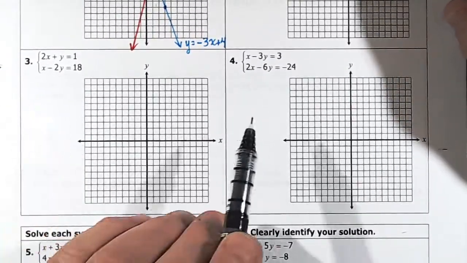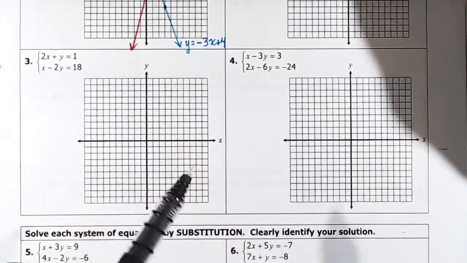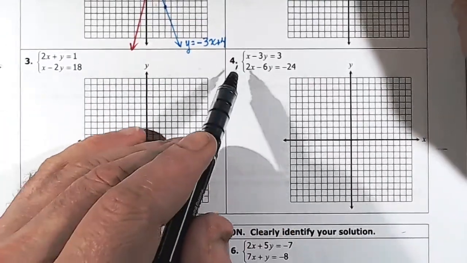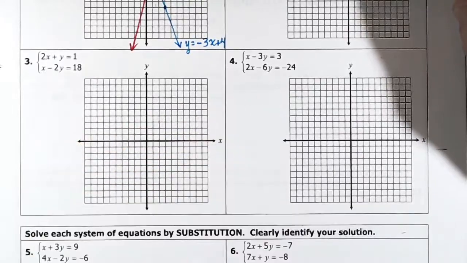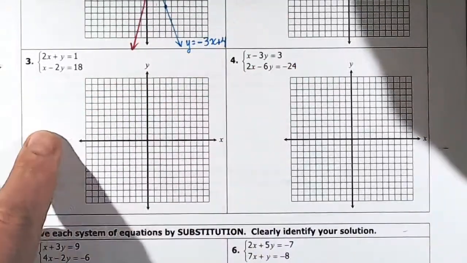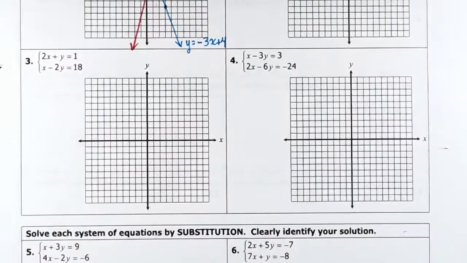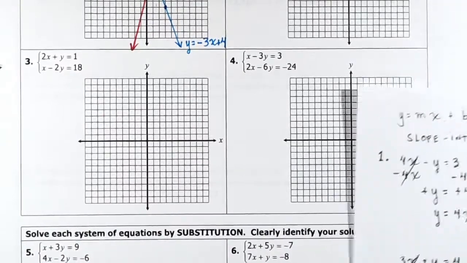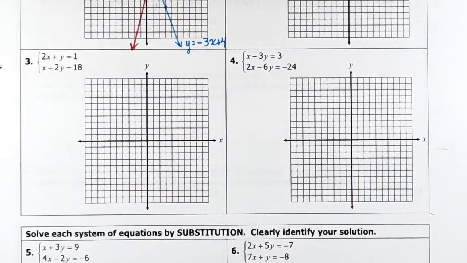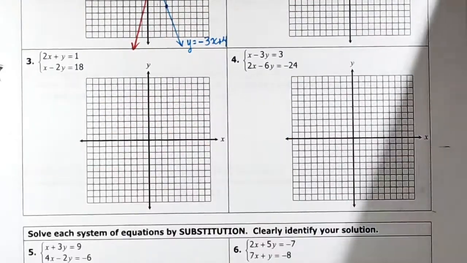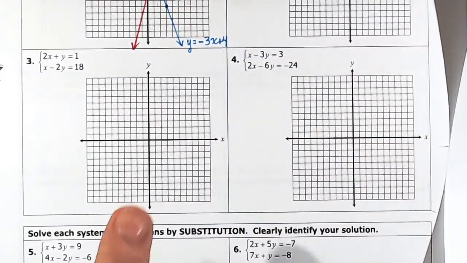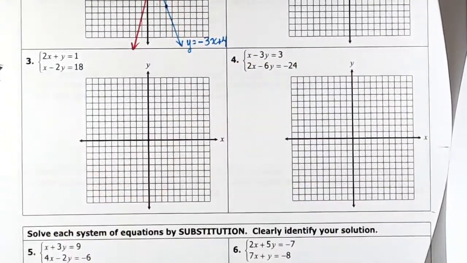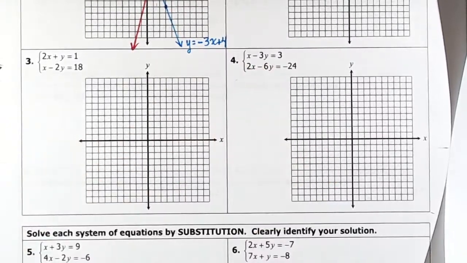I can see number 3 and 4 are very similar, so I'll just solve one more here in this section. I'll solve number 4. So numbers 2 and 3 will be on you. Let's do number 4, just in case it has some kind of hidden landmines that you need to be aware of. Number 4, I have x minus 3y equals 3 and 2x minus 6y equals negative 24.